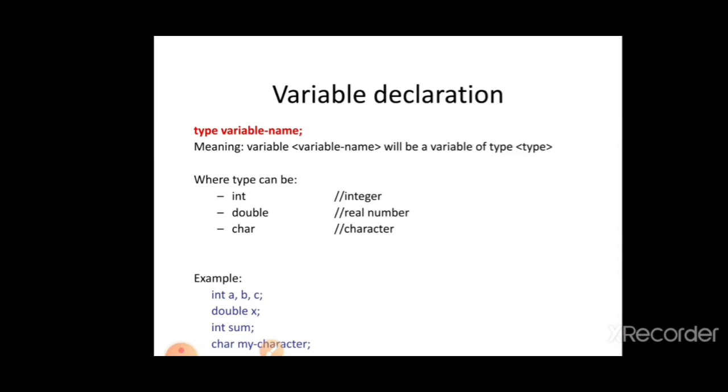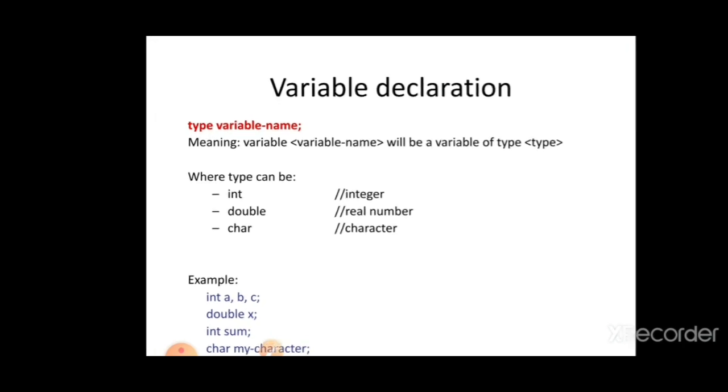In this slide I'm going to explain variable declaration. What is a variable? A variable's value can change. A constant will not change until the end of the program. As per requirement, when you are writing a program, you have to declare your variables.